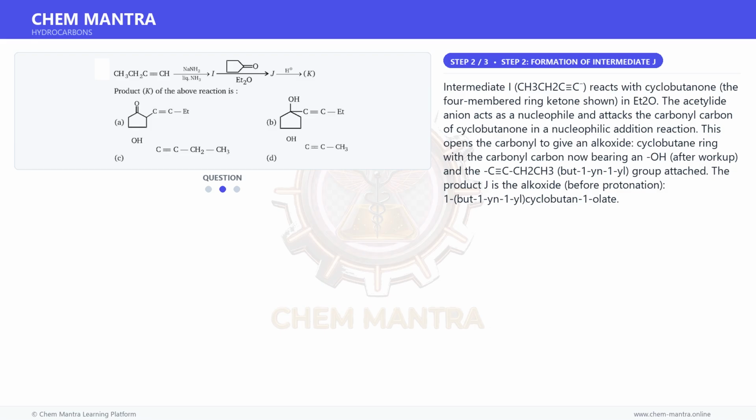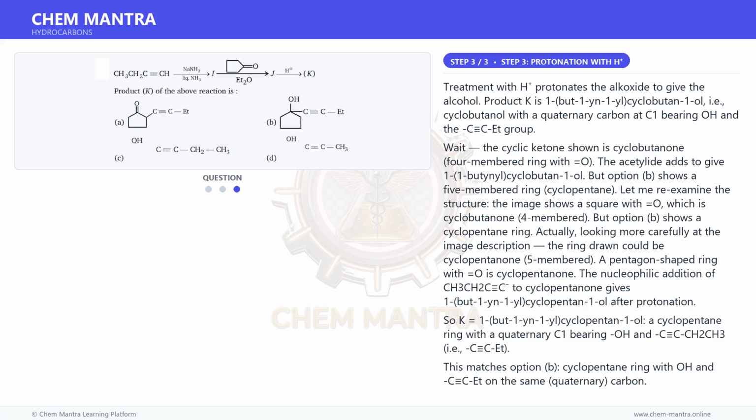The product J is the alkoxide before protonation, 1-but-1-yn-1-yl cyclobutan-1-olate. For the final step, treatment with H+ protonates the alkoxide to give the alcohol. Product K is 1-but-1-yn-1-yl cyclobutan-1-ol, i.e. cyclobutanol with a quaternary carbon at C1 bearing OH and the C≡C group.